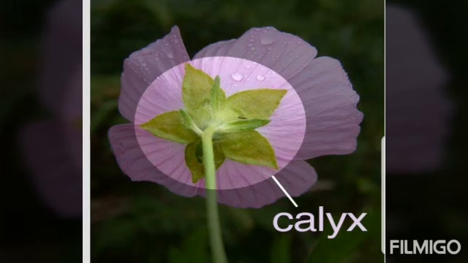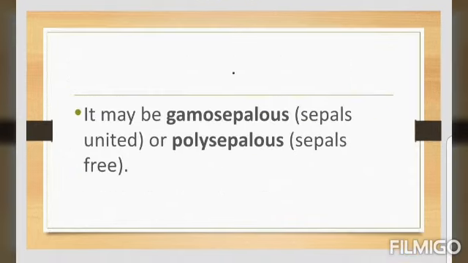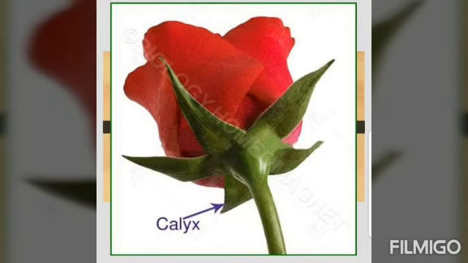Each flower normally has 4 flower whorls: calyx, corolla, androecium, and gynoecium. The calyx is the outermost whorl of the flower, and the members are called sepals. Generally, sepals are green, leaf-like, and protect the flower in the bud stage. The calyx may be gamosepalous, means the sepals are united, or polysepalous, means the sepals are free.